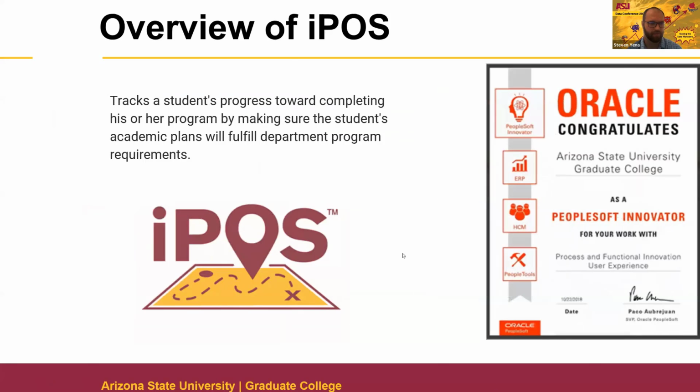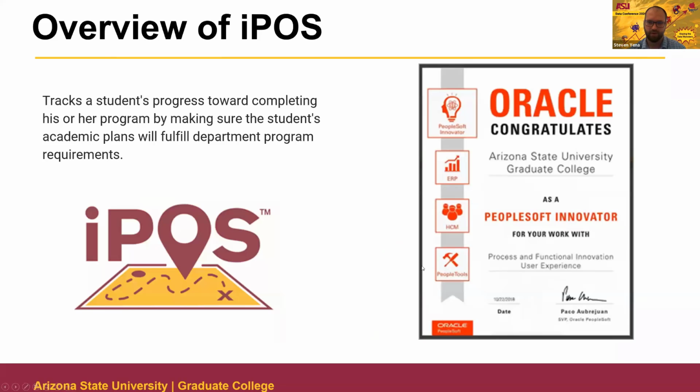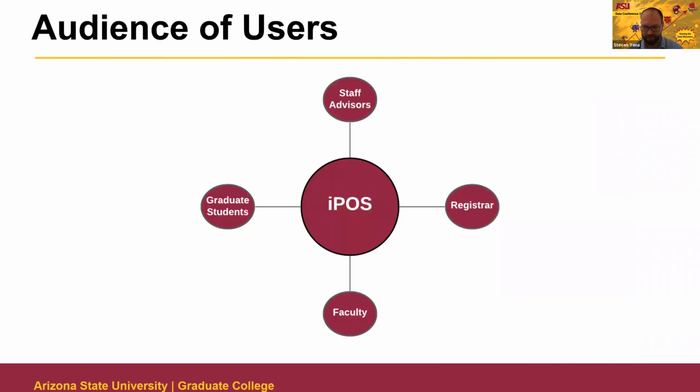We'll dive right into just an overview of the iPOS here real quick, briefly. So what is the iPOS? The purpose of the iPOS is to track student progress towards completing their program by ensuring students' academic plan will fulfill their degree requirements. It also provides connectivity between students, departments, advisors, coordinators, faculty, basically anybody that supports graduate student success.